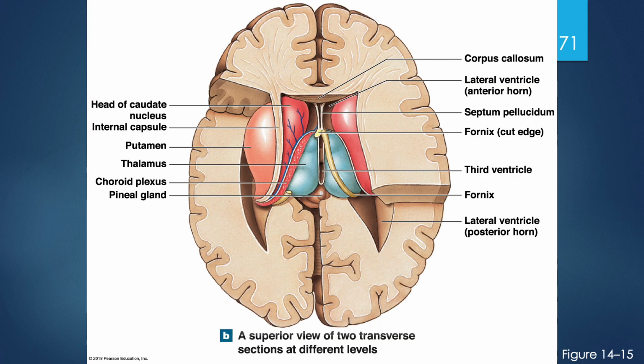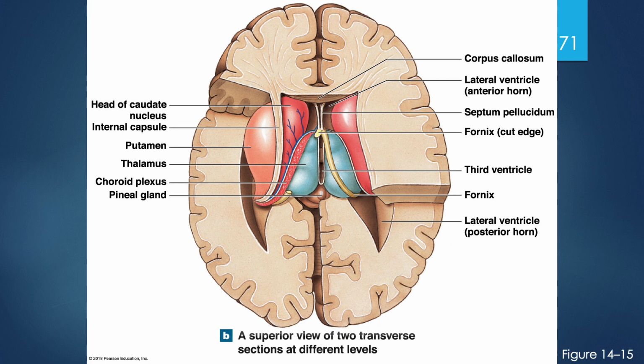This image here is showing you a superior view of transverse sections at different levels. So you can see there's one cut that's more superior, which is the top right part of the image, and one cut that is more inferior, at the bottom left aspect of the image. So starting off at the top, we have the corpus callosum, which is where we have those commissural fibers which allow communication between the two different cerebral hemispheres.